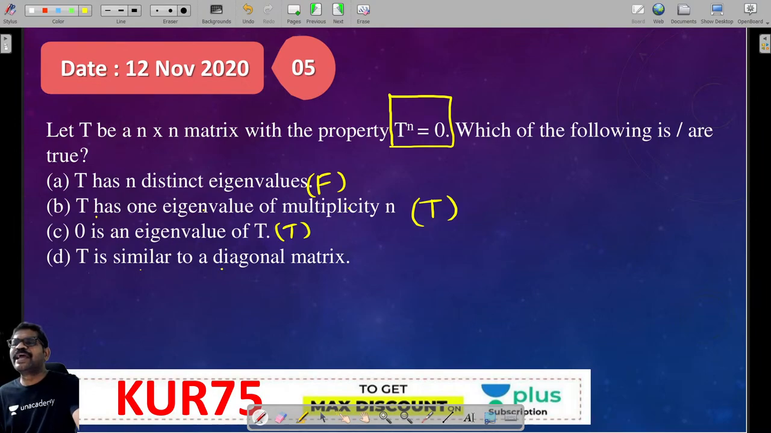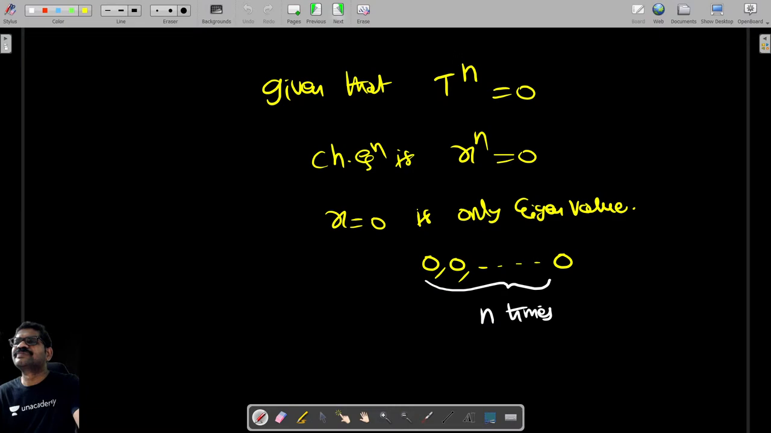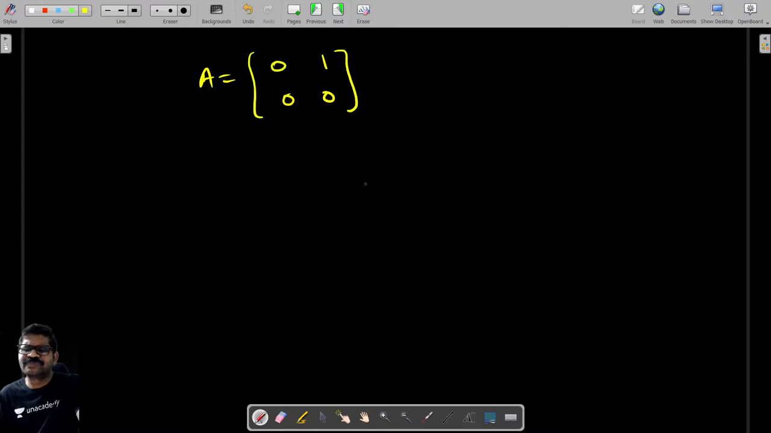T is similar to diagonal matrix. It is false. T is similar to diagonal matrix is false. The reason is, I'll give one counter example. Here, suppose if you take matrix A is 0, 1, 0, 0. What are its eigenvalues? Eigenvalues are 0, 0. These are the eigenvalues.